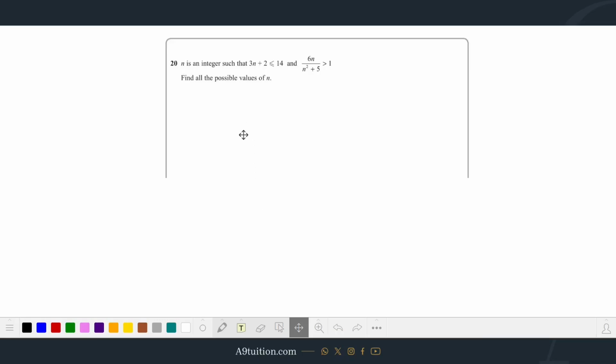In today's session, we want to have a look at question number 20 from the Edexcel GCSE Summer 18 Paper 1H, and it's to do with quadratic inequalities. So we'll begin by reading the question.